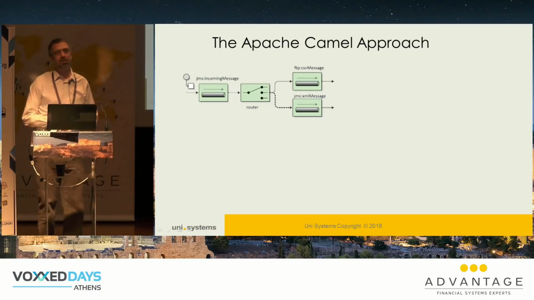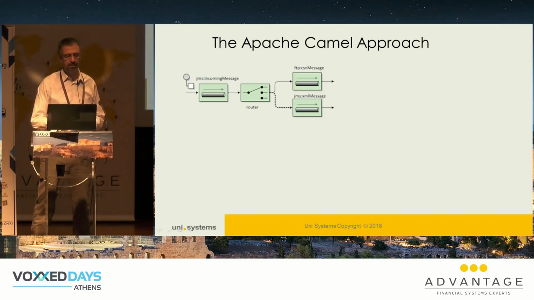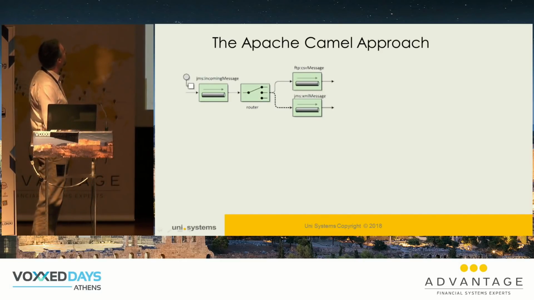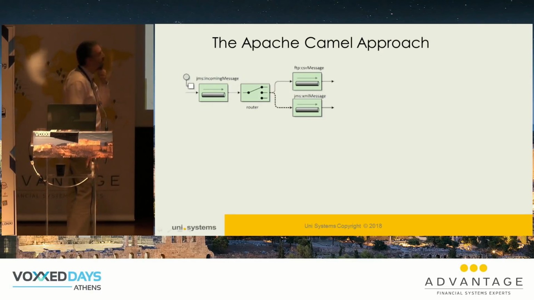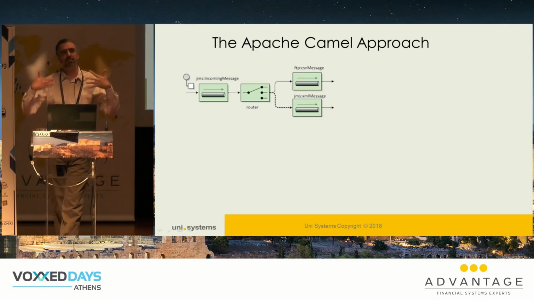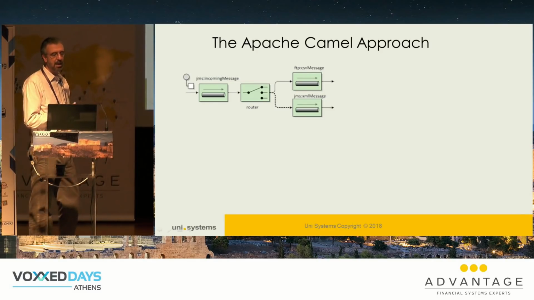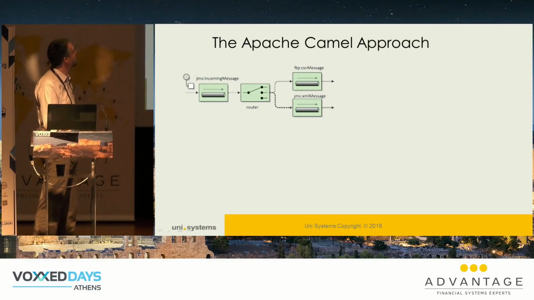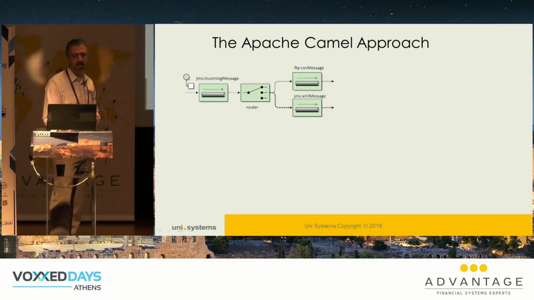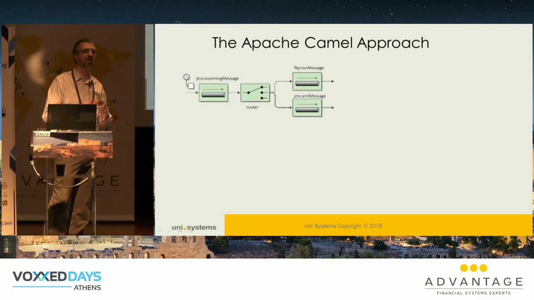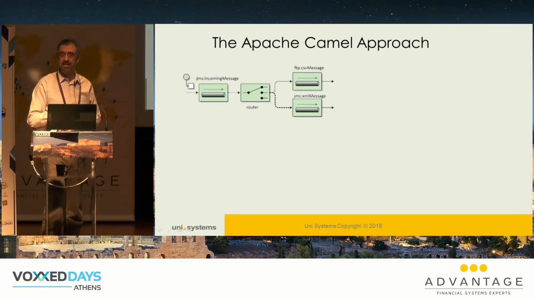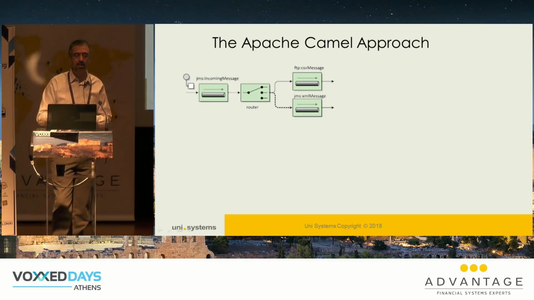So, the approach that was used in this project is Apache Camel. Some of you may be familiar with it. In the simple example that I have here, you have a JMS queue where messages are arriving, and you have a router. That router has a very simple logic. If we're talking about a comma-separated value message, then send it to an FTP site. If it's an XML message, then put it into another JMS queue.